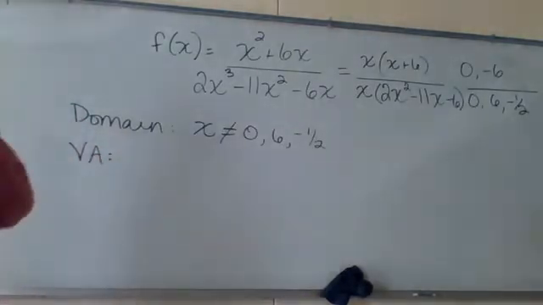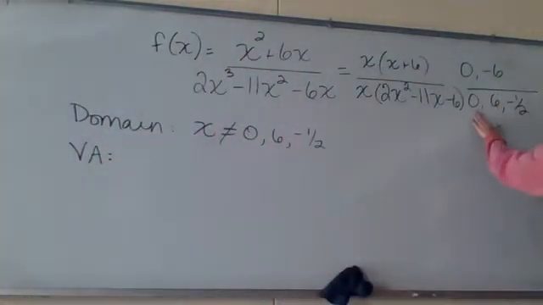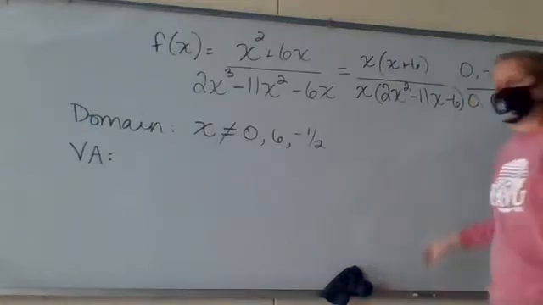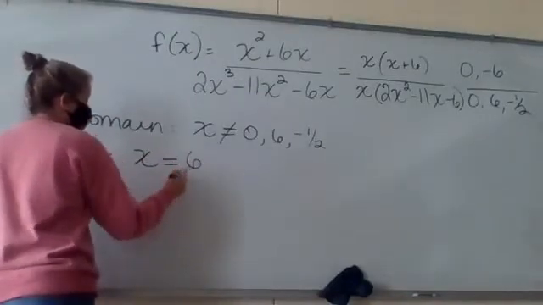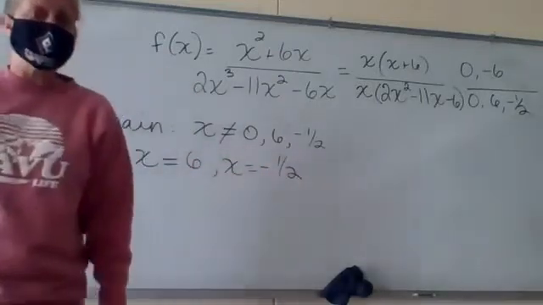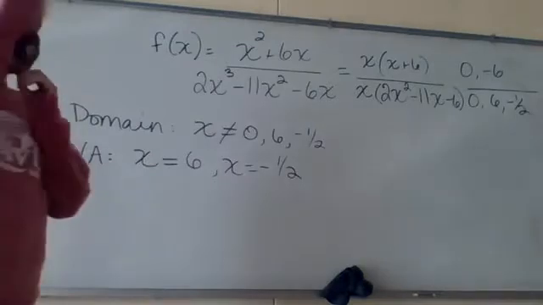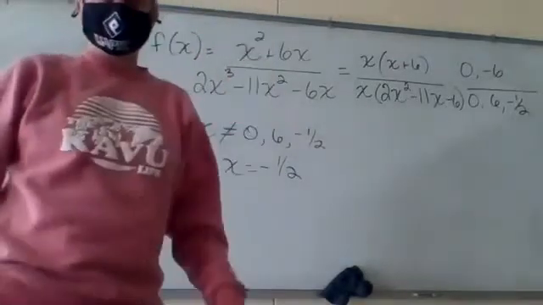The vertical asymptote. Now remember, the vertical asymptotes come from the zeros of the denominator that are not also zeros of the numerator. Since 0 is actually a zero in the top and the bottom, I do not include this one in my vertical asymptotes, just the 6 and the -1/2. So the vertical asymptotes are x equals 6 and x equals -1/2. Remember what those are: those are the dashed vertical lines that the graph comes right up next to, but doesn't touch.